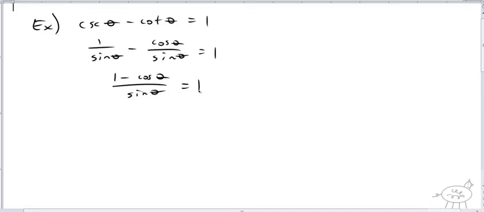So now you're allowed to cross multiply. I don't remember, in the last chapter you couldn't cross multiply because we were verifying identities. We're not verifying identities now, we're solving. So if I cross multiply, I get 1 minus cosine of theta equals sine of theta.